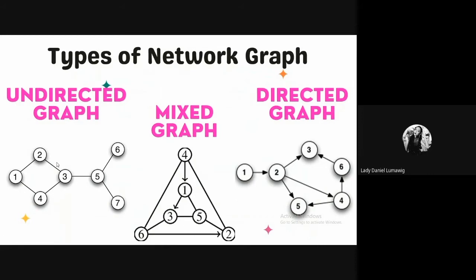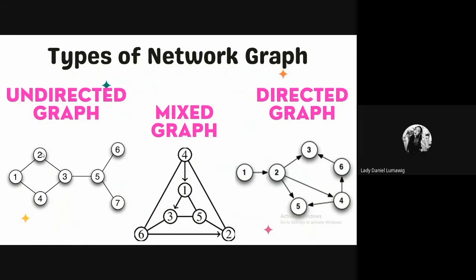So, example na lang ng undirected graph is 1 is connected to 2 and 2 connected to 1. Si 2 connected kay 3 and 3 connected kay 2. So they are connected to each other. Walang specific direction kung saan nakakonect. Si 1 lang nakakonect kay 2 or si 2 lang nakakonect kay 1? Hindi. Si 1 nakakonect kay 2, at the same time 2 is connected to 1. Si 2 connected kay 3, and at the same time si 3 connected kay 2. So walang specific direction. They are connected to each other.